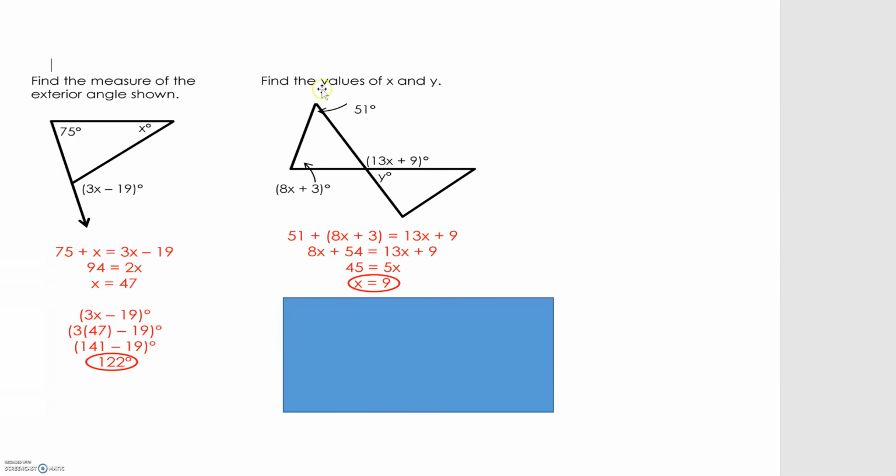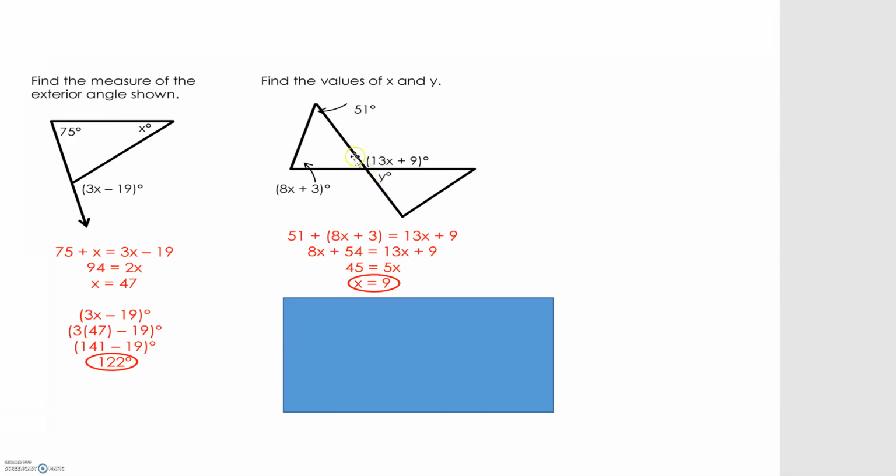Now, if I go back up, I see that I also have to solve for y. So this problem is not done yet. We have to solve for y. Now we have to think, okay, what do we know? We know x. What kind of relationship does this angle, 13x plus 9, and y have? So you got to see that actually those are adjacent angles, and they make a straight line. So they are linear pair.